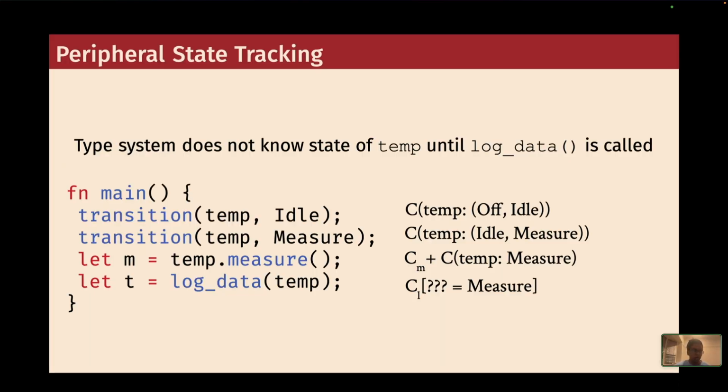But in this more complex example, what we have is we actually transition all the way to the measure state and perform a measurement. And a programmer might do this because they want to perform some other calculations or some comparisons. And here, we notice that the initial state of the temperature sensor is actually the measure state because of these additional computations. And we have additional costs to consider, including 2 additional transitions and an additional peripheral operation.